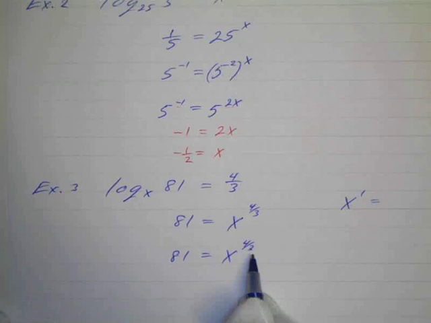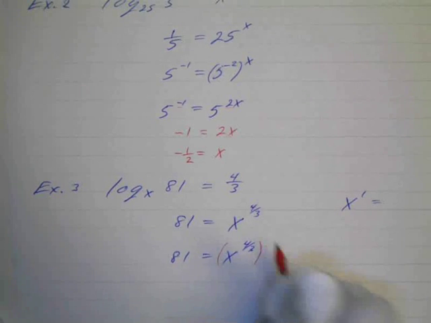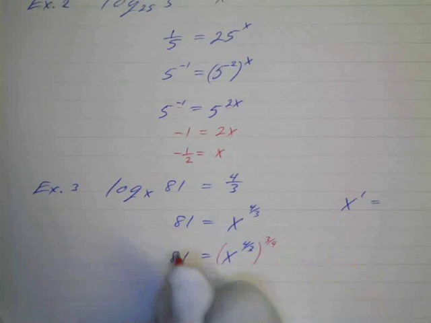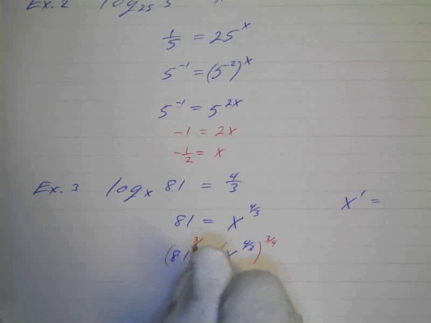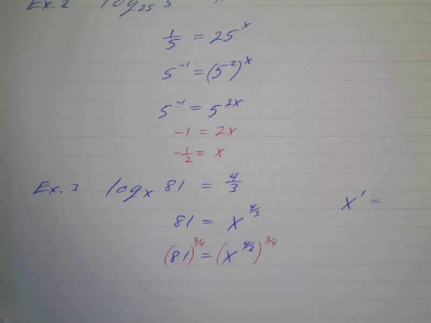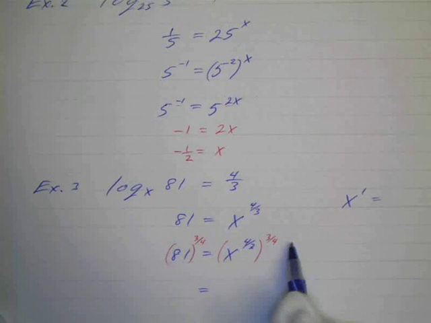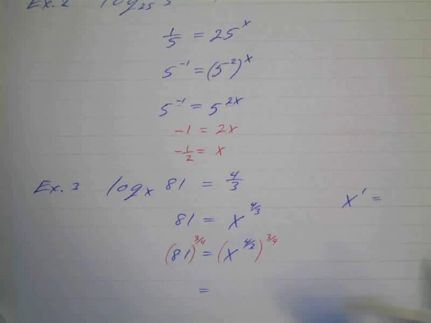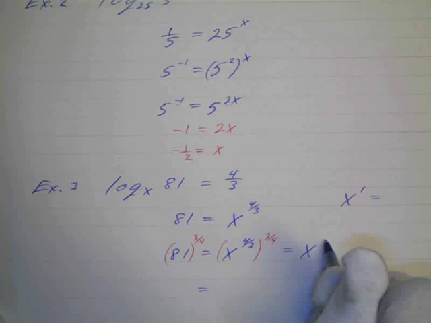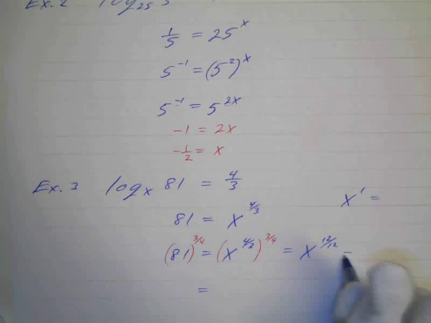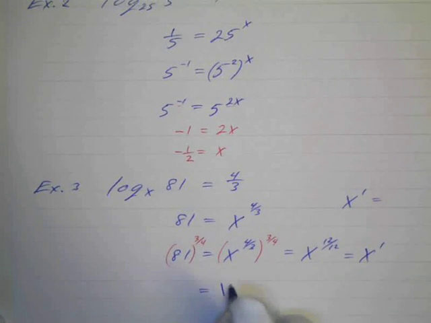Now how can I get this to be x to the first? Well, what we can do is we could raise both sides to the 3/4 power. I think that's going to work. Now remember, when we're raising the powers, we multiply the exponents. So what's 3 times 4? 12. What's 4 times 3? 12. What's 12 over 12? 1. So we just have x to the 12 over 12 power, which is just equal to x to the first power, so we just have x.